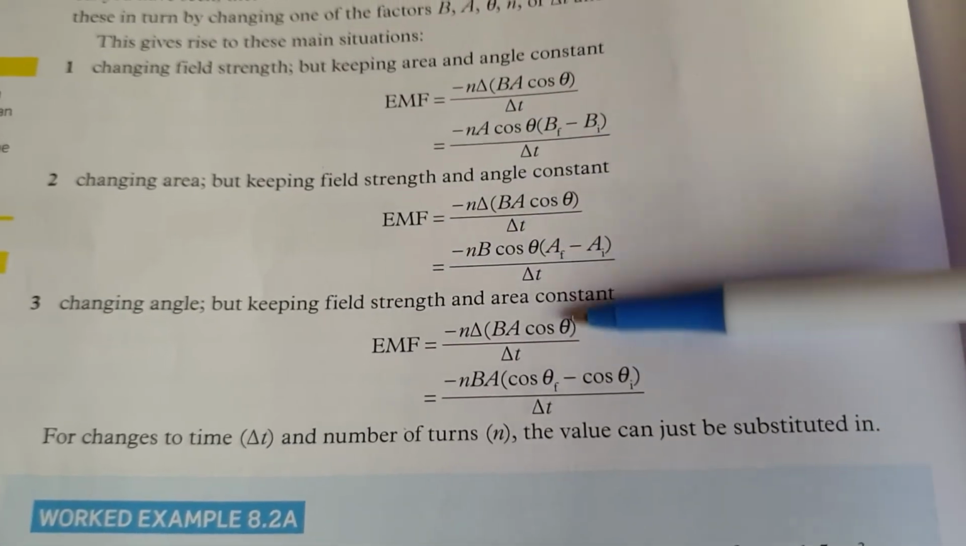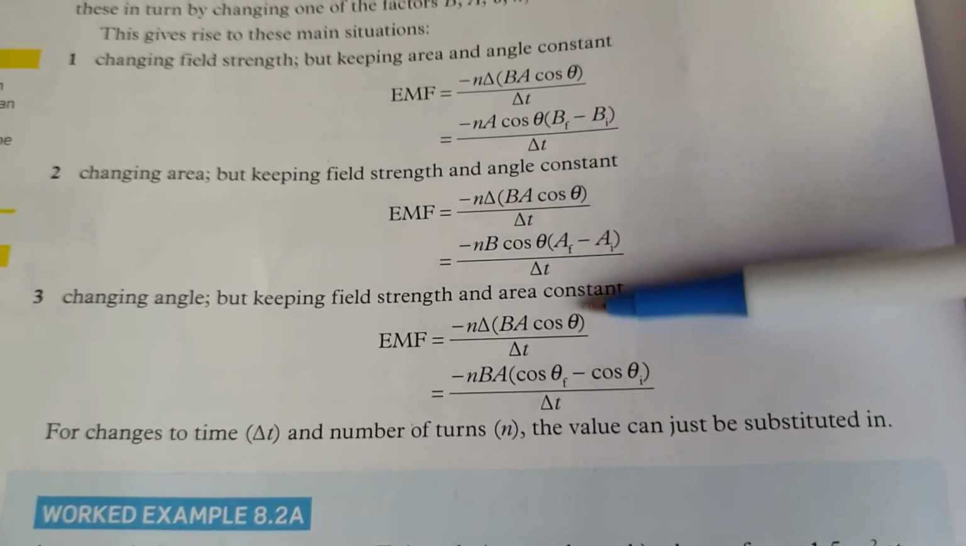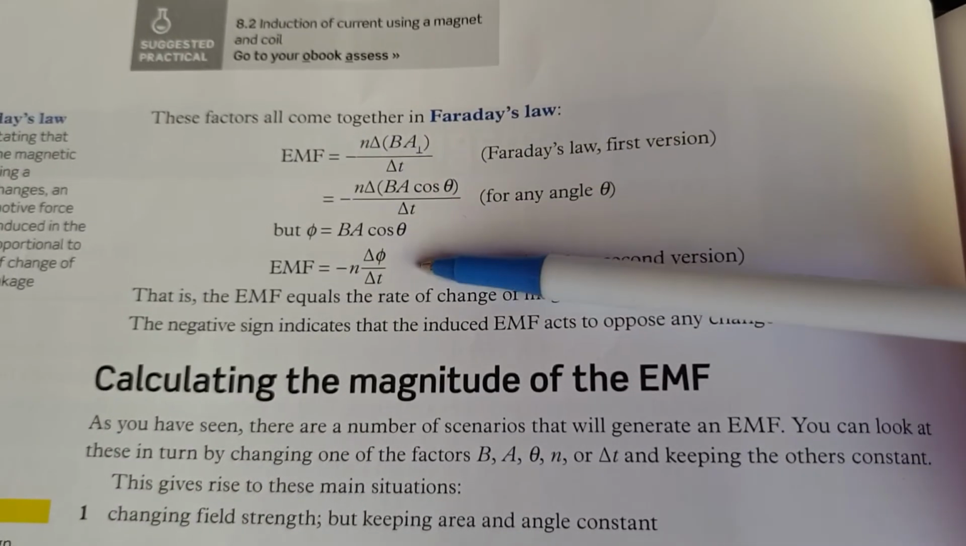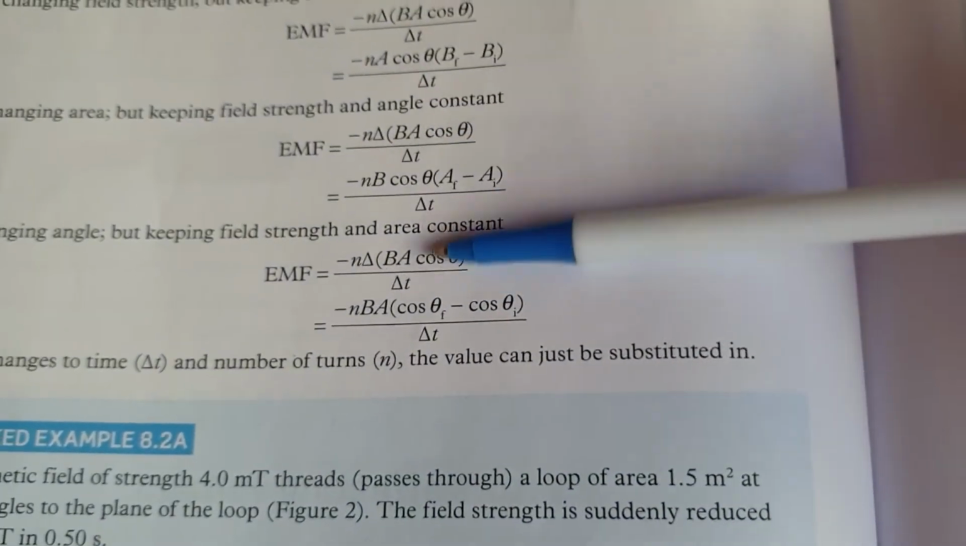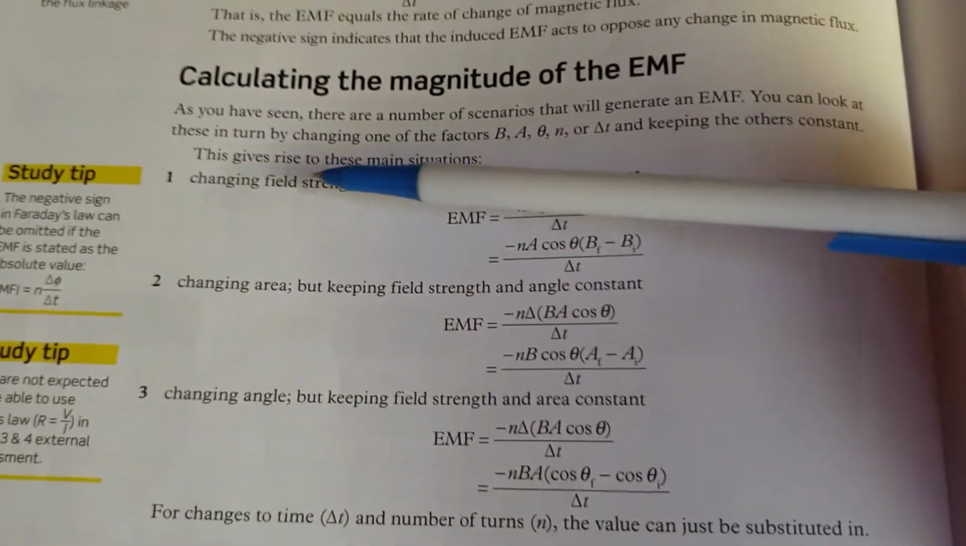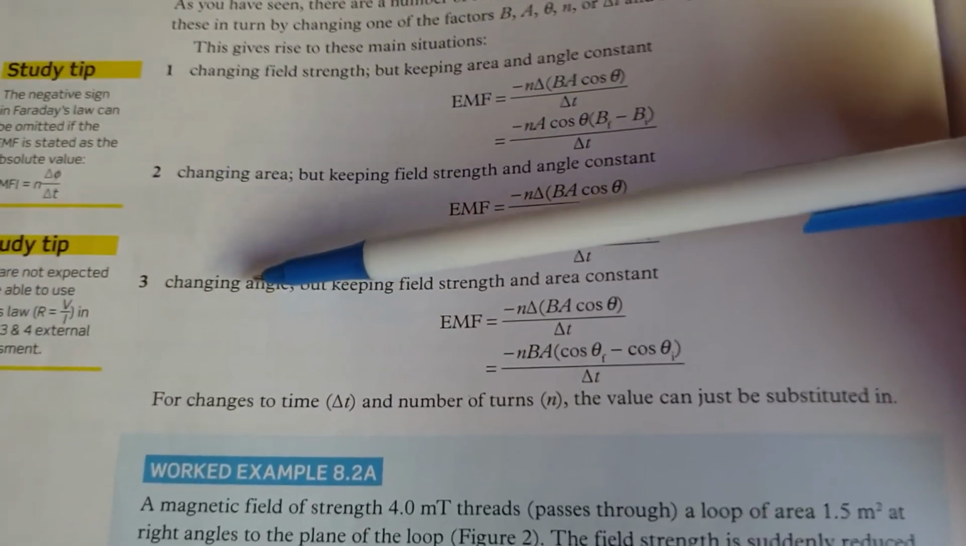I really don't know why they went to all that trouble. If you've got this one up here, that's all you need. That one and that one. You don't need to worry about all that. They're just common sense. So we're not going to worry about it. The things that are going to change are the field strength or the area or the angle. But they've done it all out in longhand, which is a bit strange.